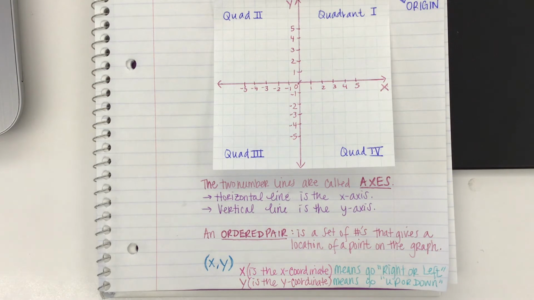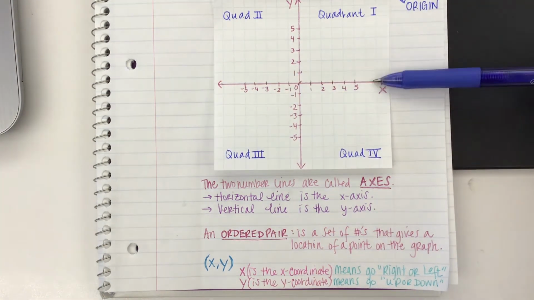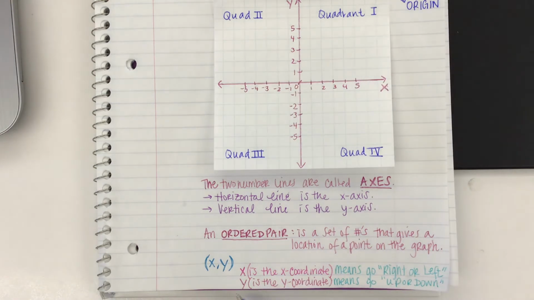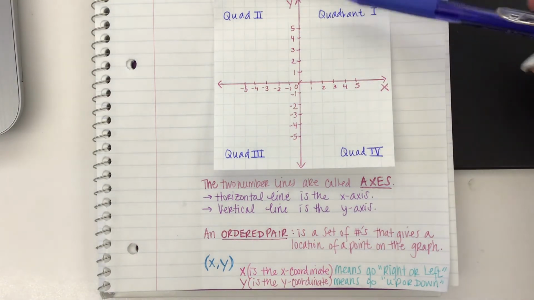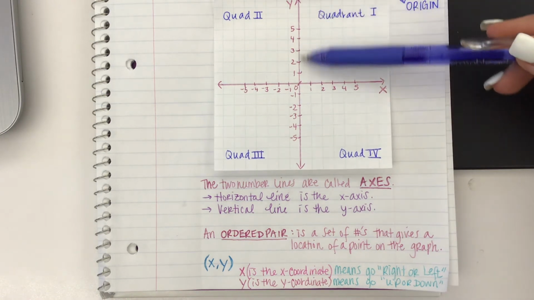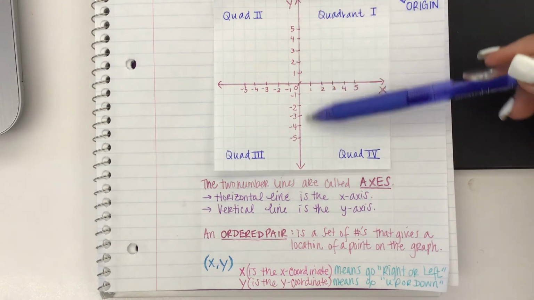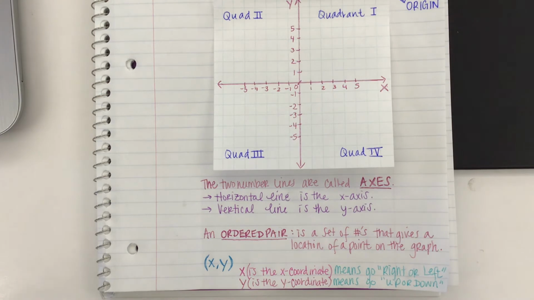The x is the x coordinate, and that means you are going to go right or left, as it is the x-axis right here, so it's horizontal, you go right or left. The y is the y coordinate, and that means you go up or down. So the y coordinate right here means you go up or down for the y-axis.